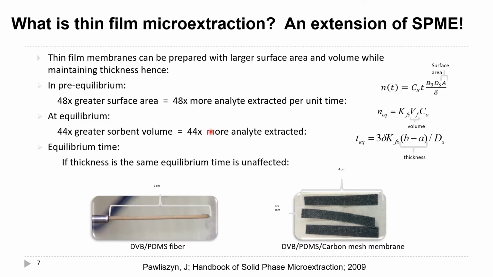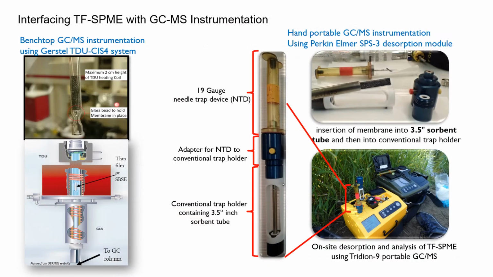And as you can see, we have much higher surface area, but also much higher volume of the sorbent, which allows us to reach the equilibrium at the similar time, as I will show you in a moment. Of course, the complication is that you need to have a special interface to the analytical instrument. So you can use a line exchange system, for example, the Gerstel line exchange system, or, for example, the Thorium PerkinElmer on-site analysis system, or the Markes thermodesorption system.